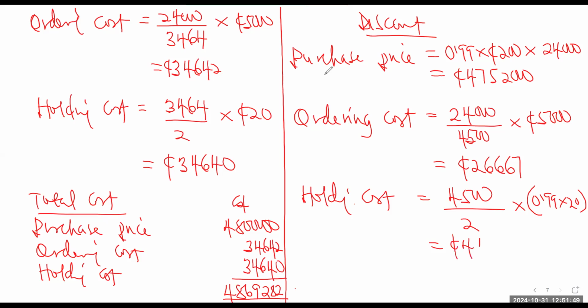44,550. So whenever your ordering size is reducing, your holding cost will be what? Will be increasing. Okay. So let's come to our total cost over here.